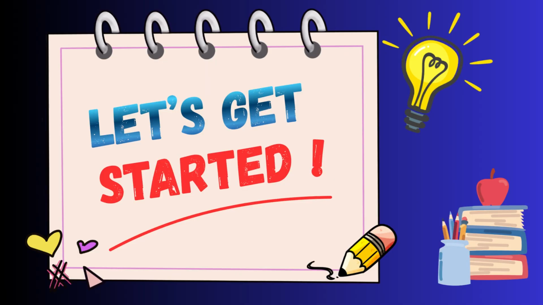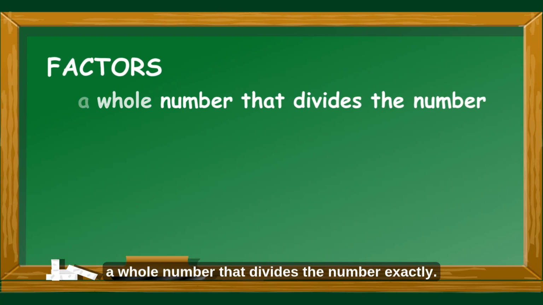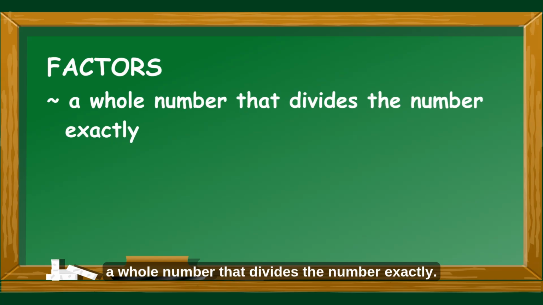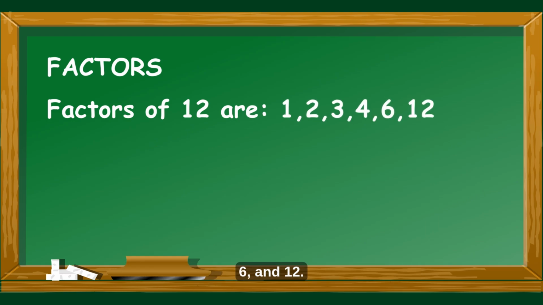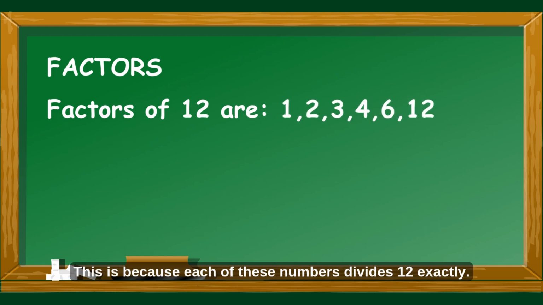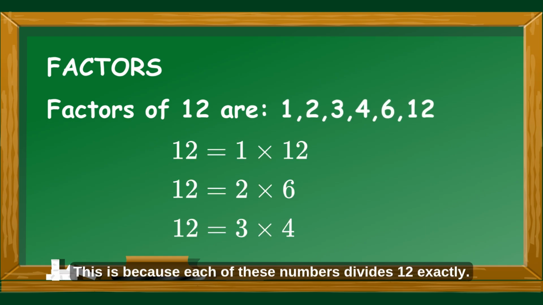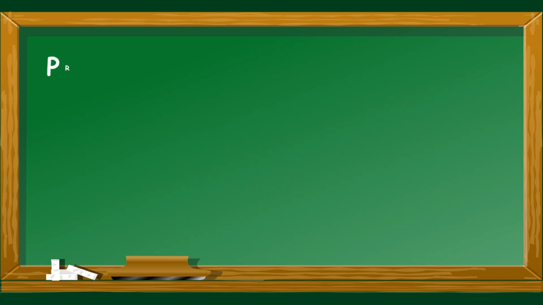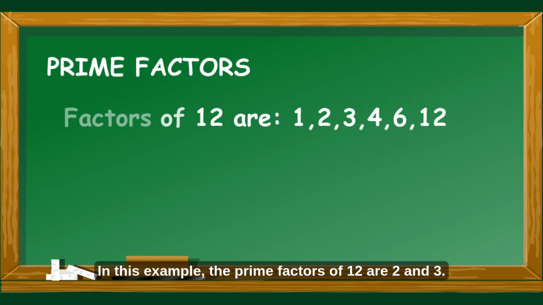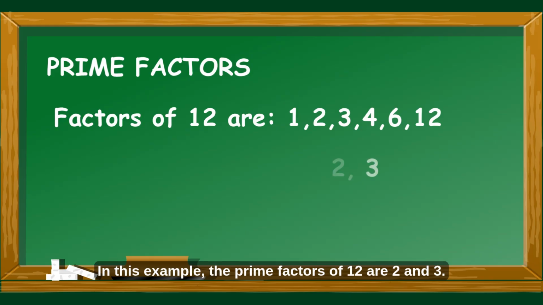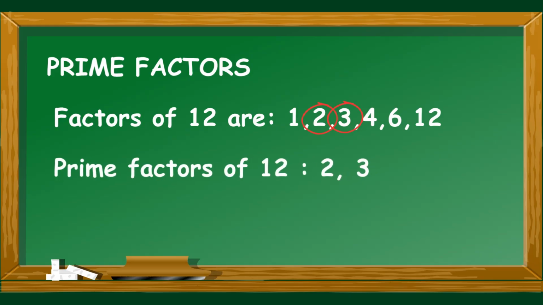Let's get started. A factor of a number is a whole number that divides the number exactly. For example, the factors of 12 are 1, 2, 3, 4, 6, and 12. This is because each of these numbers divides 12 exactly. A prime factor is a factor that is also a prime number. In this example, the prime factors of 12 are 2 and 3.